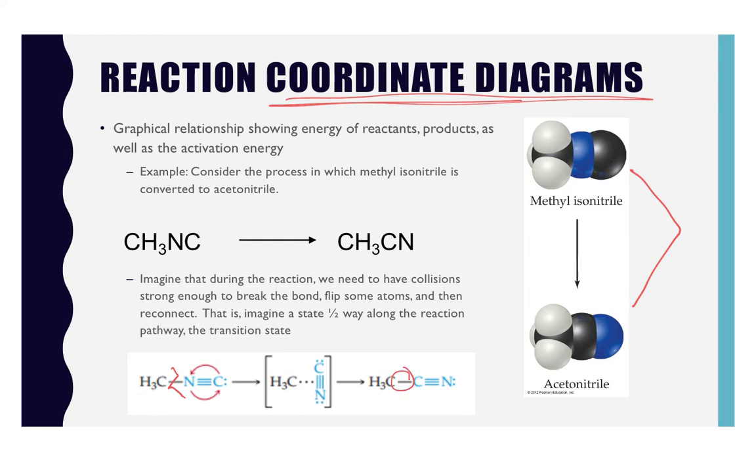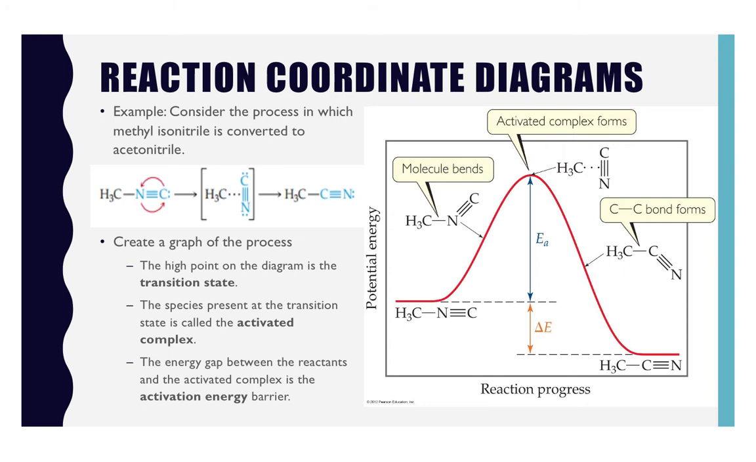Okay, so we're going to then imagine a state halfway along the reaction pathway, which we're going to call the transition state. Somewhere between breaking that bond and remaking that bond, we're going to have a situation where the molecules are in this orientation or something that we could imagine like that. Well, if that's the case, then we can create a graph of the process.